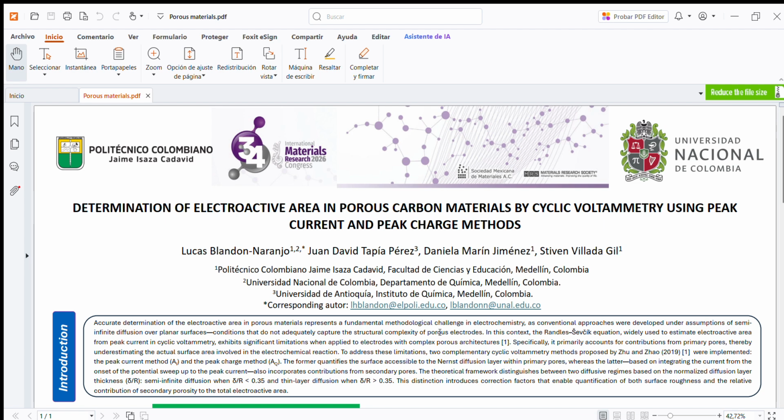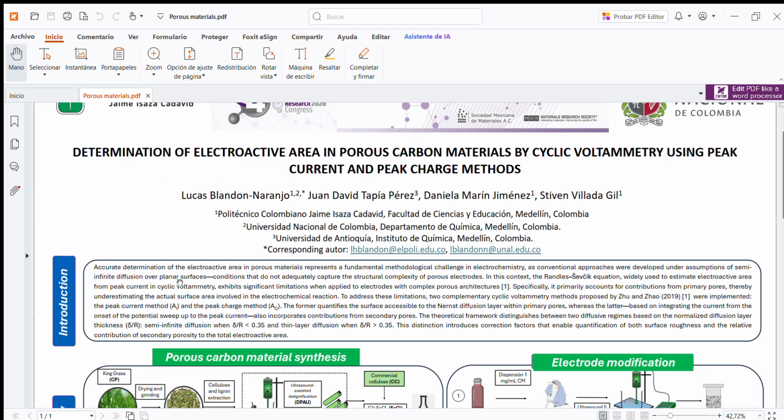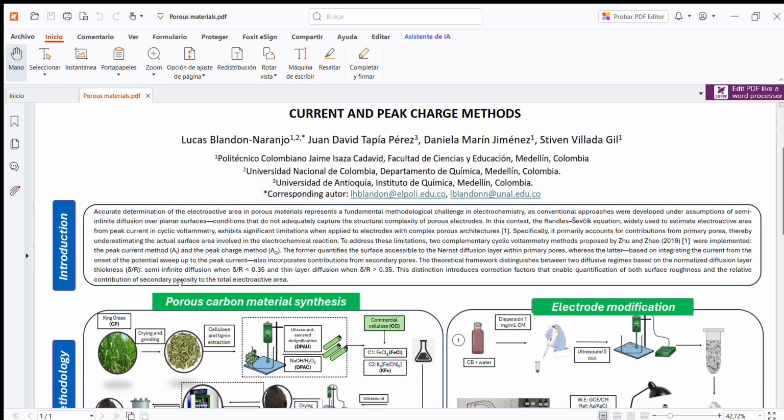Hello, everybody. This work is entitled Determination of Electroactive Area in Porous Carbon Materials by Cyclic Voltammetry Using Peak Current and Peak Charge Methods. This work was made by researchers from Politécnico Colombiano Jaime Sosa Cadavid and Universidad de Colombia, both in Medellin, Colombia.